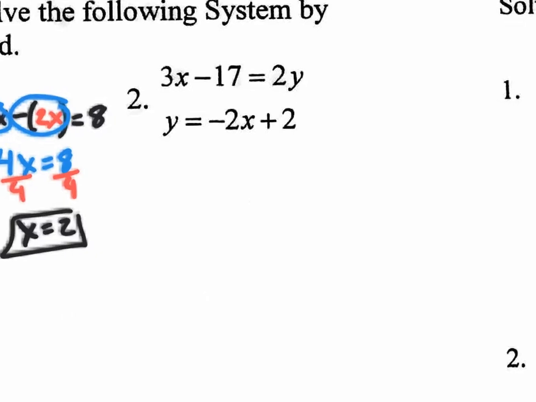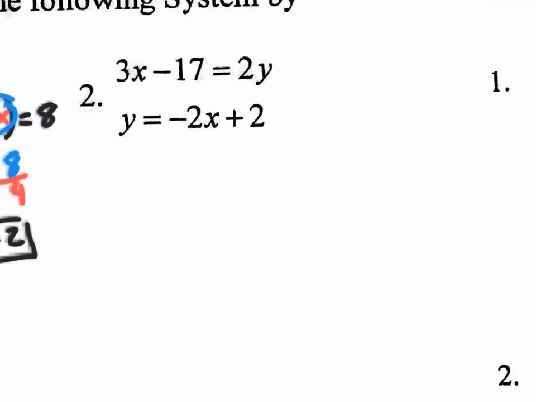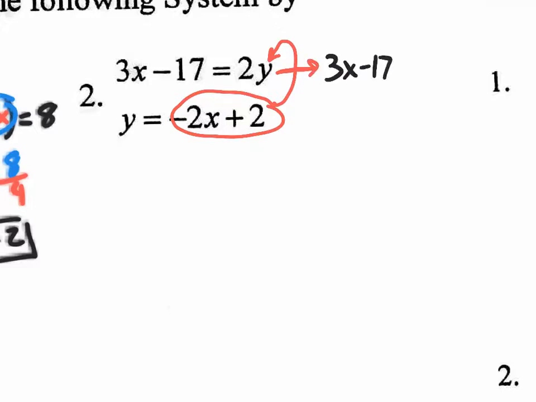Number 2, also ready for substitution because you have to pick an equation and get a letter by itself. And as you can see, the bottom equation already has a letter by itself. So let's plug in that variable expression that y equals into the other equation where the y is at. Now we're going to have a new equation over here on the side. It's going to read 3x minus 17 equals 2 times y. But the y value that we're plugging in is really negative 2x plus 2.